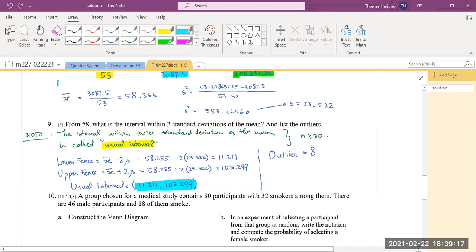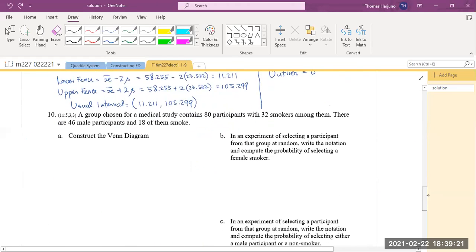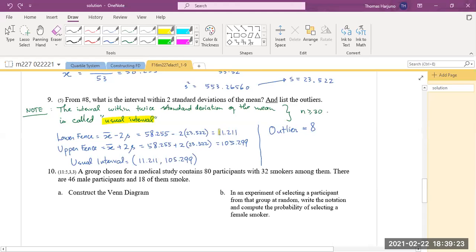See, this lower fence is twice the standard deviation below the mean. The upper fence is twice the standard deviation above the mean. And this interval is the usual interval, and any data in the raw data that is outside of this interval is called an outlier. Thank you.